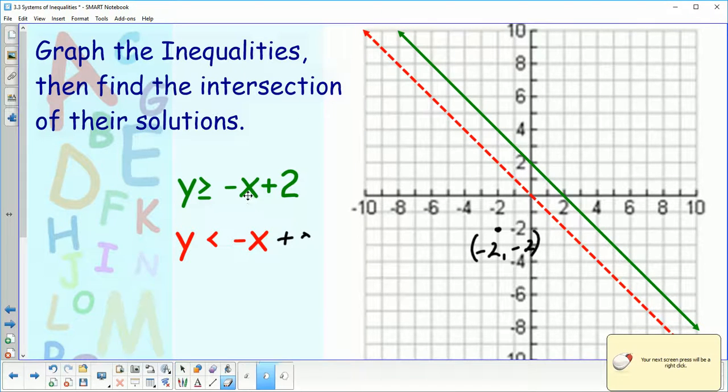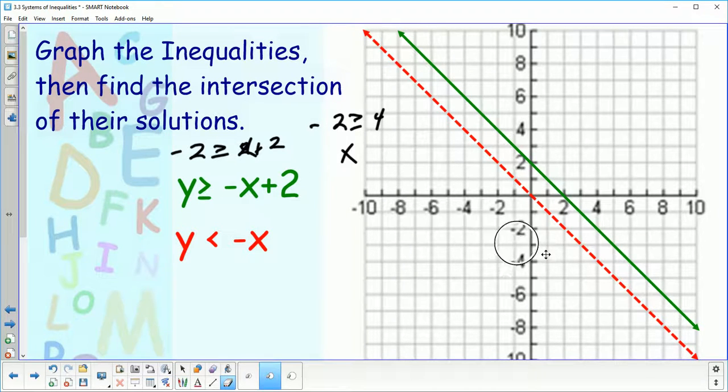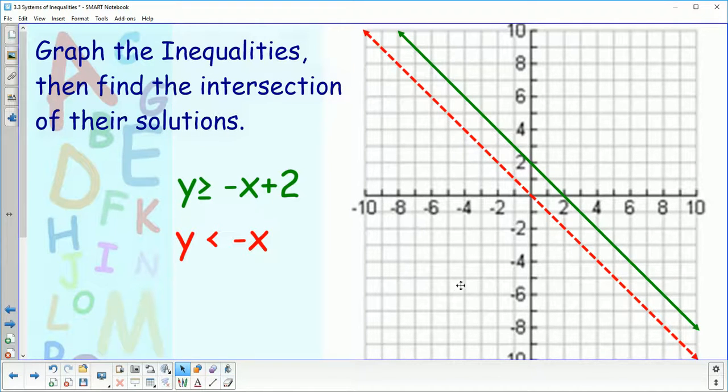Last option is negative 2, negative 2. Plugging that in, I get negative 2 is greater than or equal to, remember, that changes to a positive because a negative of a negative, and that's 2 plus 2. I'm jumping ahead of myself. So I get negative 2 is greater than or equal to 4, which again is not true. Which means this point can also not be a solution. Since there is no region where they would actually overlap, this one we say is no solution.